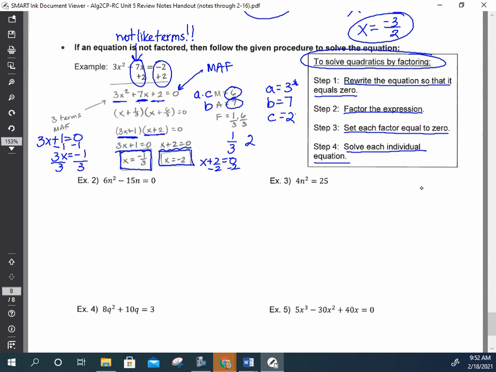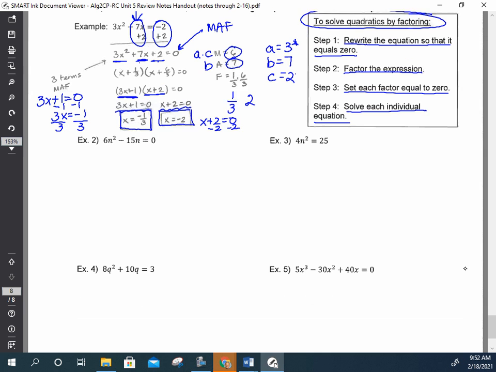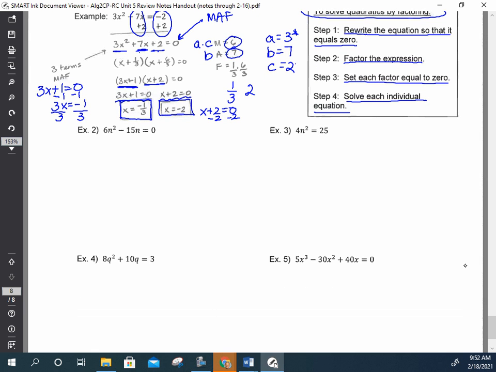All right, so let's rock and roll. We're going to do 4 examples. Some of these problems will involve greatest common factor. Some will involve difference of 2 squares. Some will involve MAF. Some may involve more than one factoring method. The steps do not change.